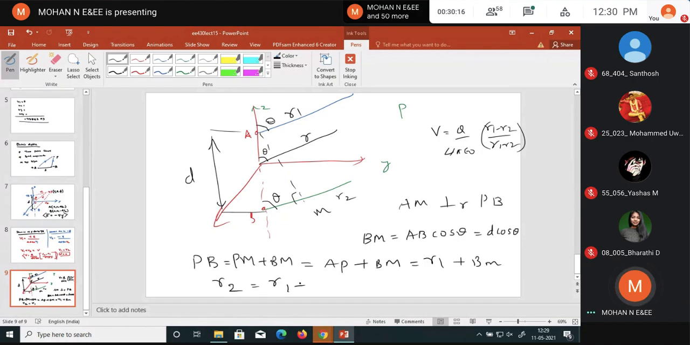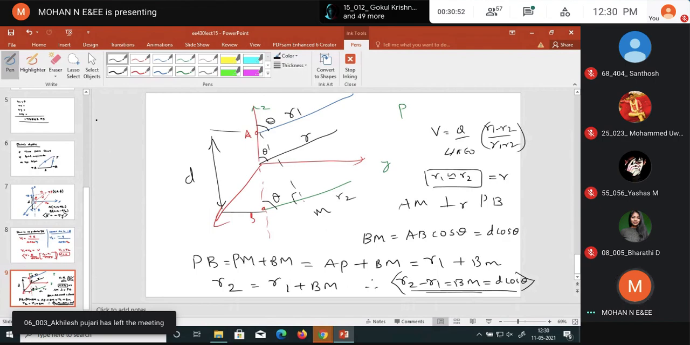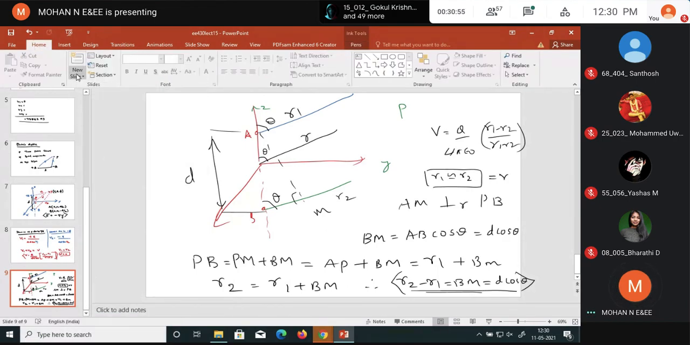So R2 is equal to R1 plus BM. Therefore, R2 minus R1 is equal to BM. Therefore, BM is equal to d cos theta. So from this expression, you can write R2 minus R1 as d cos theta. Almost, R1 is approximately equal to R2, so you can take it to be equal to R also. So you can get the expression like this.